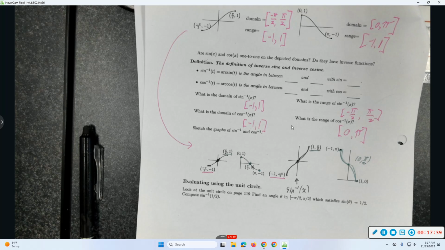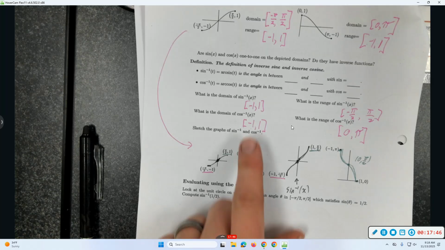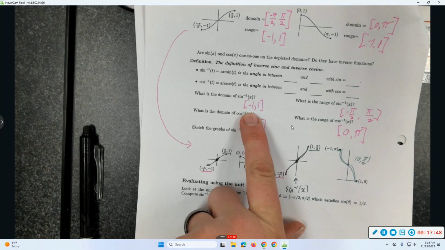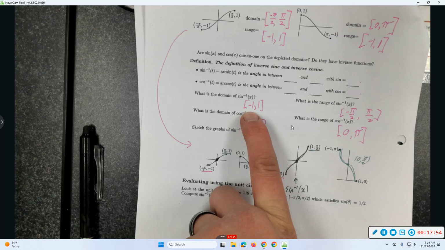And maybe now we see why inverse sine of 7 gave you a domain error. I can't plug 7 into inverse sine. 7 isn't in the domain. And notice it can't be. This would be like asking what angle gives me a sine value of 7. But the biggest sine is just 1.